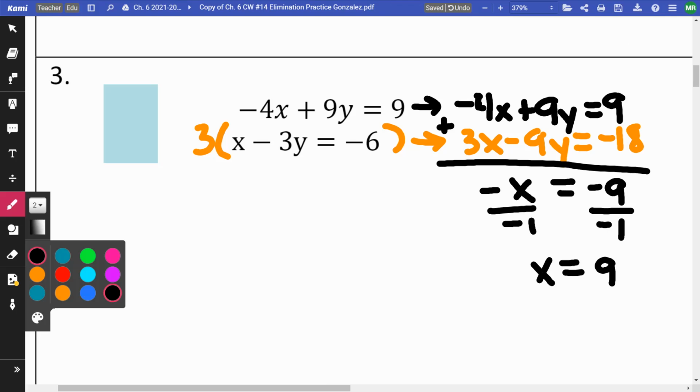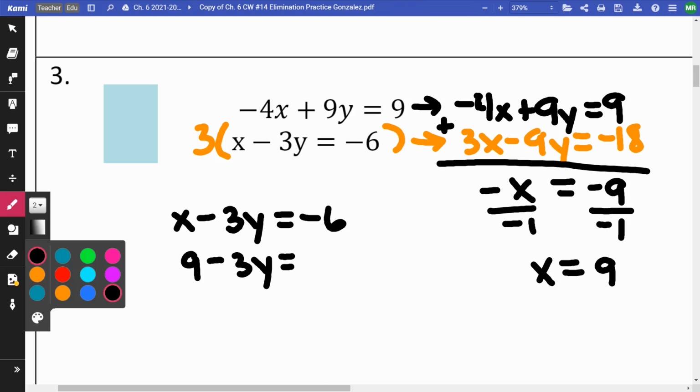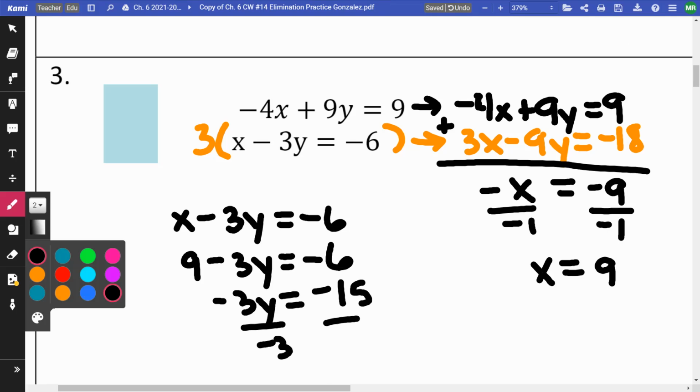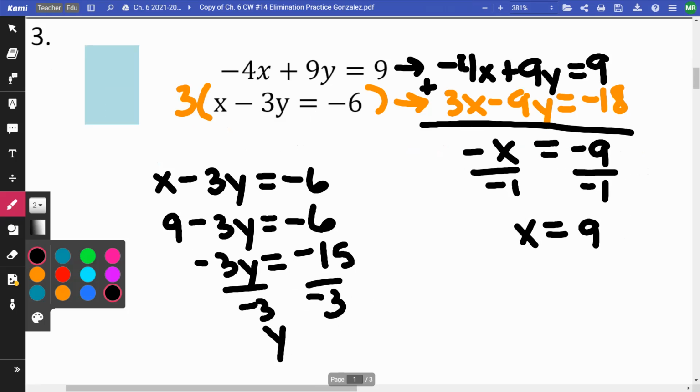And I'm going to plug it into either equation. Let's say I plug it into the bottom one. So x minus 3y equals negative 6. So I get 9 minus 3y equals negative 6. I'm going to subtract 9 from both sides. And when I do, I get negative 3y is equal to negative 15. Divide by negative 3. And I get y is equal to 5. So my point of intersection, my solution, is (9, 5).